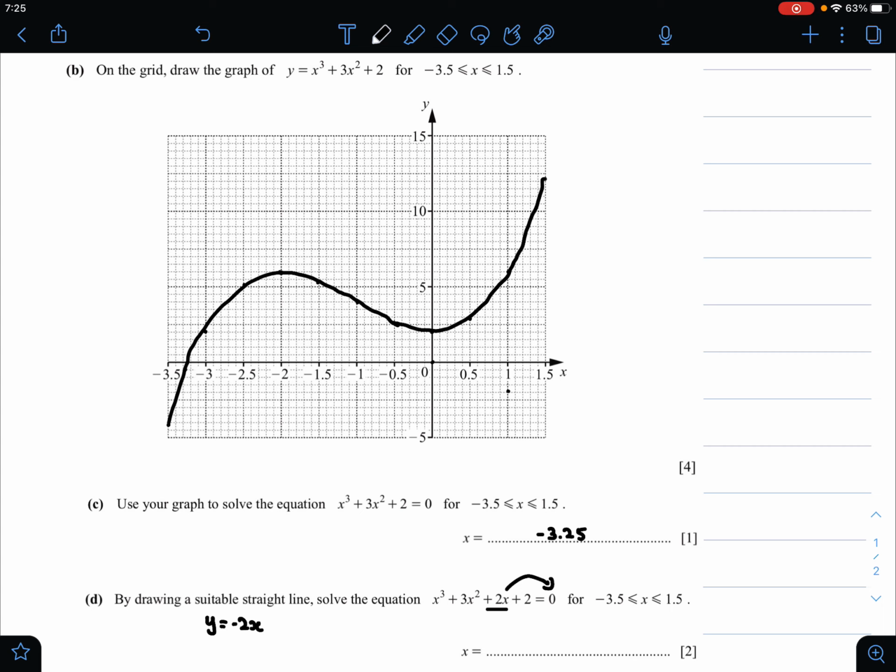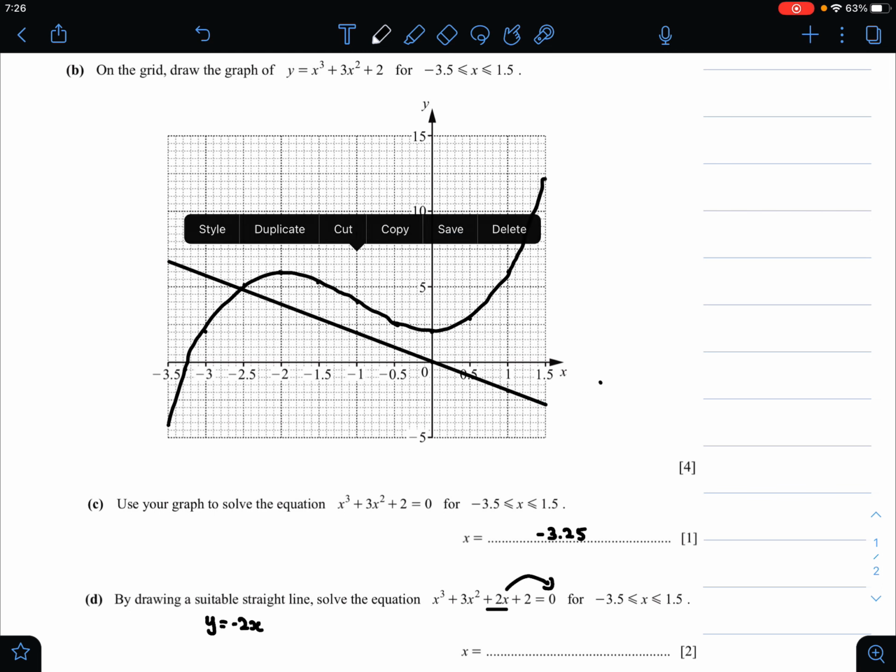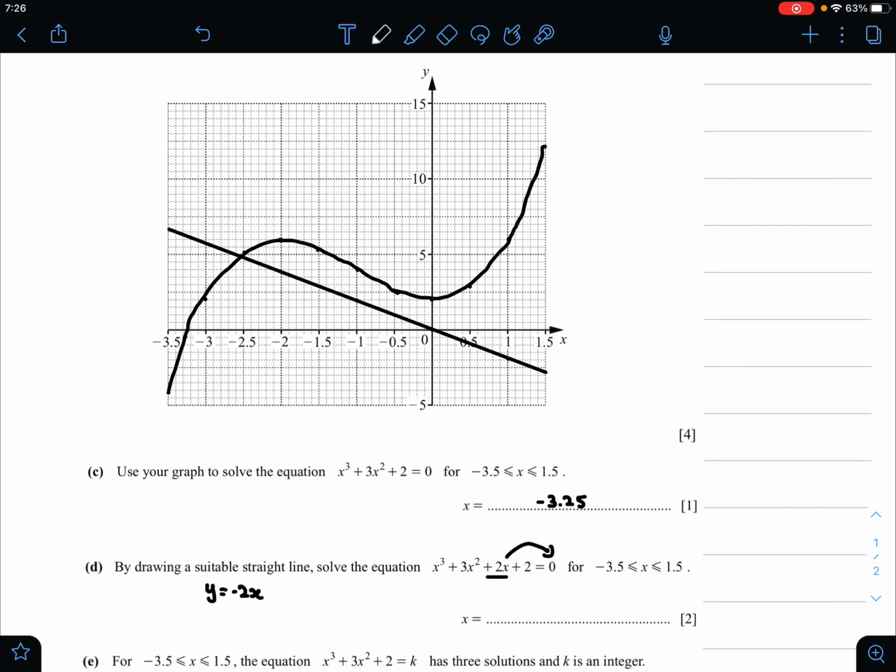When x is -1, y would be +2. So that would be right here. And now all we need to do is draw a straight line connecting these points. So that would be like this, and make sure to use a pencil and a ruler again, so that you get an accurate answer for this question. So this would be the line of y is equal to -2x.